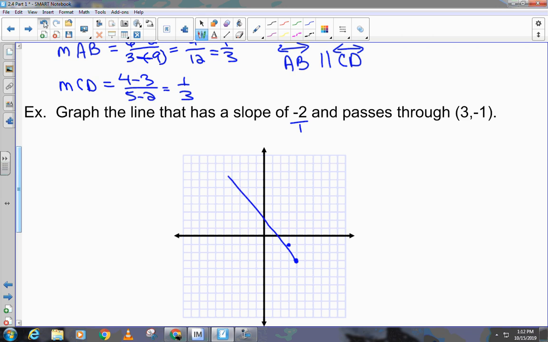Oh, that was terrible. Well, something like that. Could I have gone up 2 and to the left 1? Yes, because negative 2 over 1 is the same thing as 2 over negative 1. Okay? All right, one more.